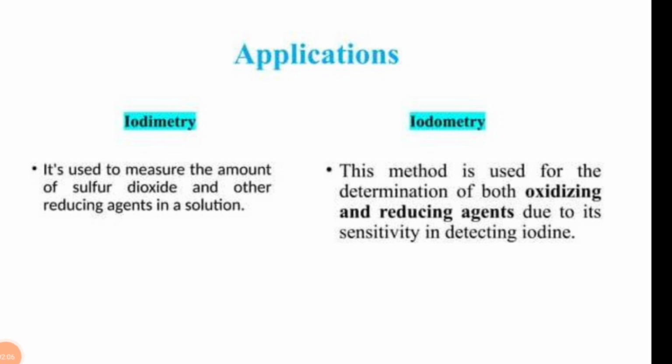Applications. Iodometry is used to measure the amount of sulfur dioxide and other reducing agents in a solution. Iodometry is a method used for determination of both oxidizing and reducing agents due to its sensitivity in detecting iodine.